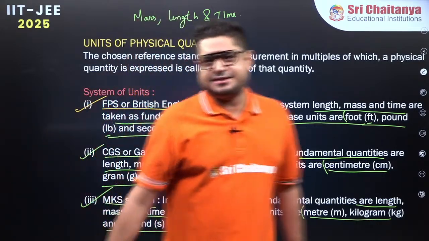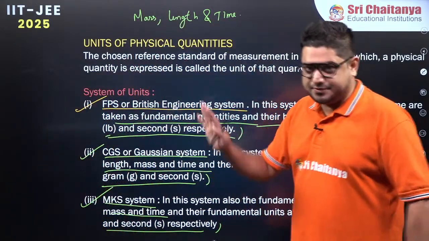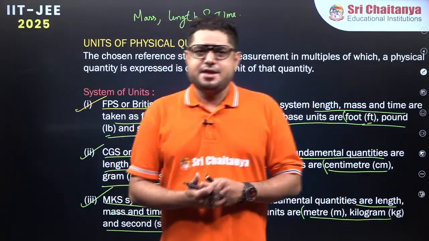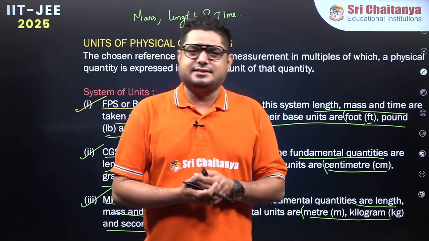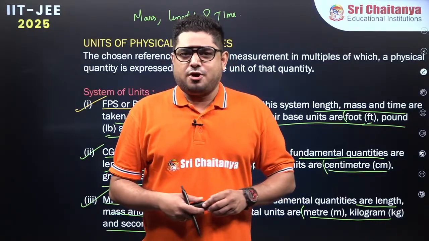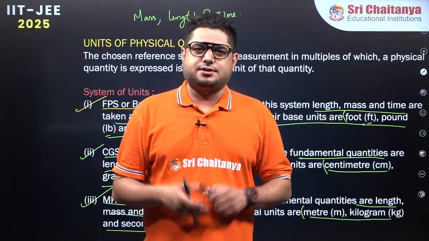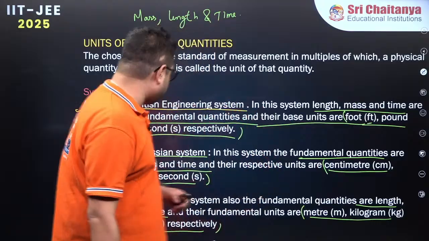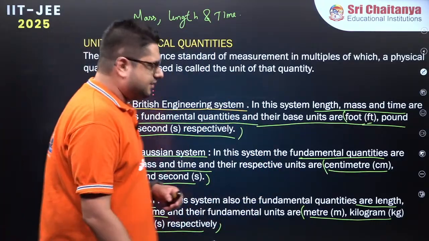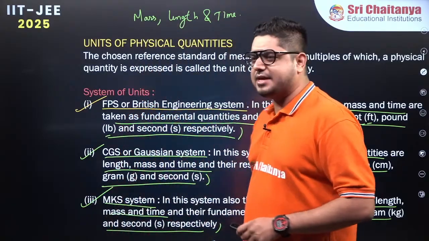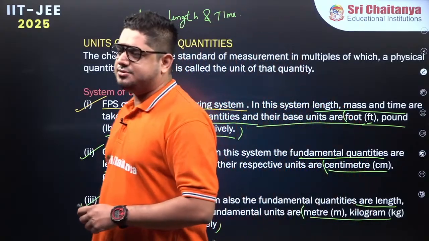So we have three systems so far, which we have studied till now. One is FPS, also known as the British Engineering System, where we use length, mass, time as our fundamental quantities, so you can write it as FPS, foot pound second. Next is CGS, that is centimeter gram second, and last but not the least, the MKS system, that is meter kilogram second.